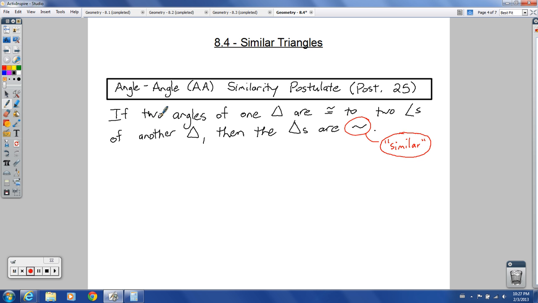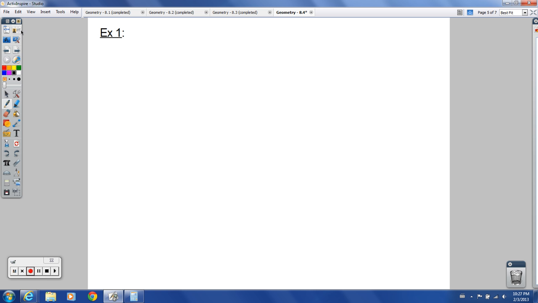Before I move on, we could also say that by the third angles theorem, a theorem we should remember from a while back, if you have two angles congruent to two angles in two separate triangles, you can prove that the third angles are also congruent to each other. So angle-angle is kind of like angle-angle-angle. You could prove all three angles if you can prove two, but all you need is two to start with.